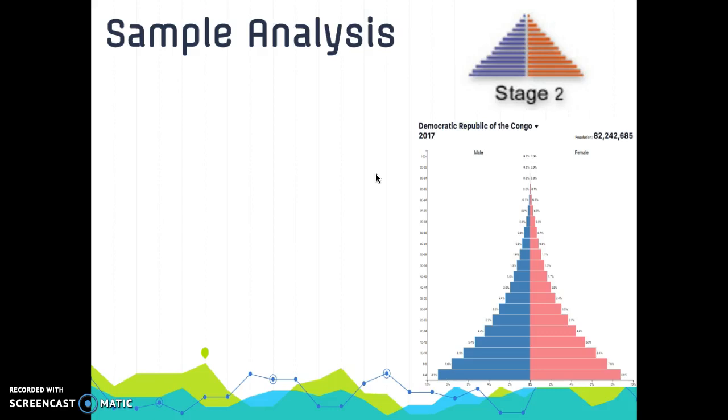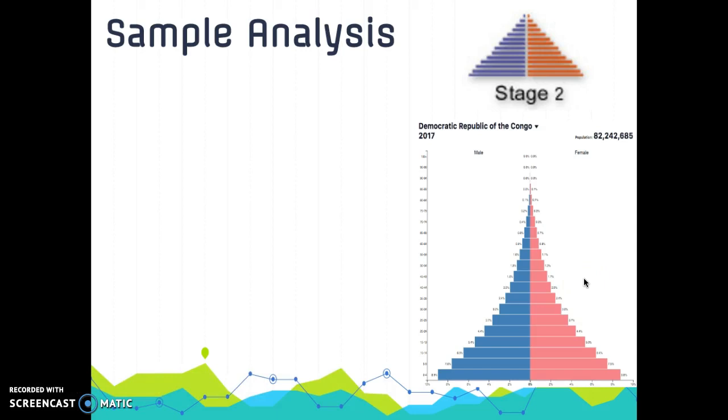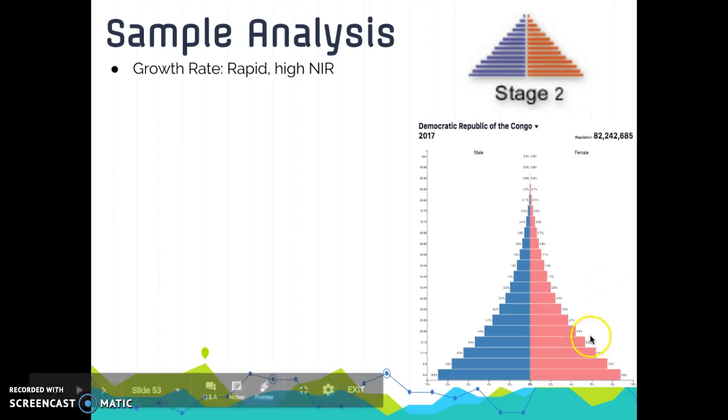Okay, so I just want to do a quick sample analysis of a population pyramid. We're going to work more on this in class together, but I want you to see kind of what we look at when we're looking at these population pyramids. So first of all, this is called a perfect pyramid, right? Or a Christmas tree, and it indicates that a country is rapidly increasing. The population is rapidly increasing, so that means that it's going to have a high natural increase rate. A lot of people are having babies down here, which is why they're taking up so much percentage of the total population.